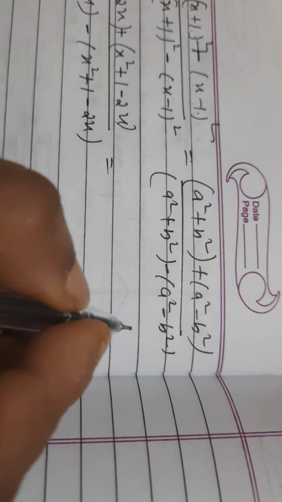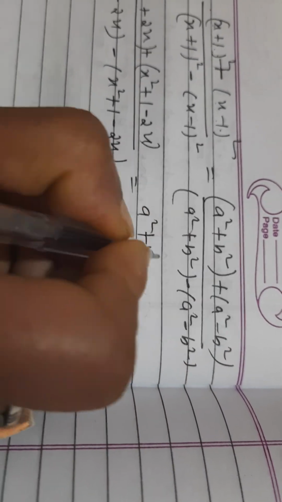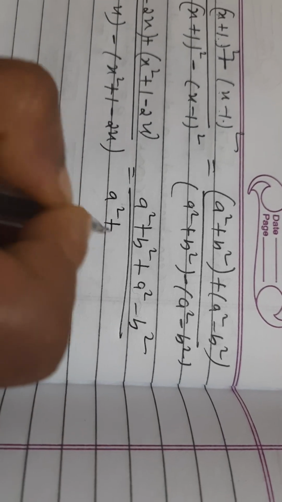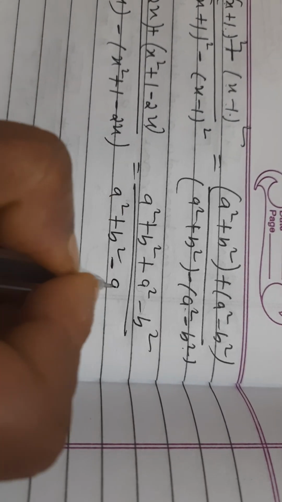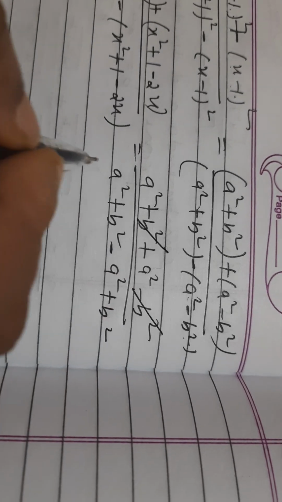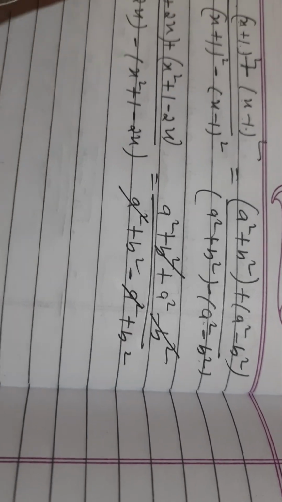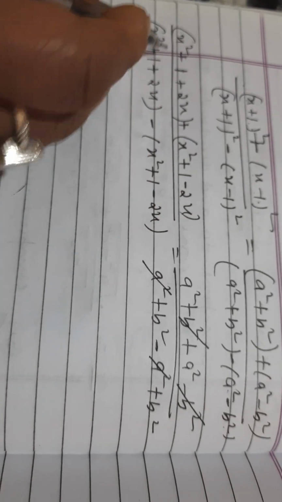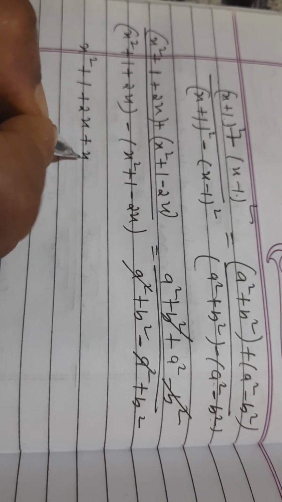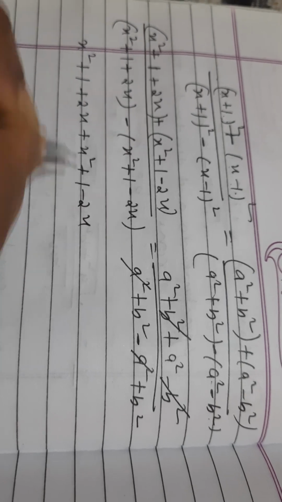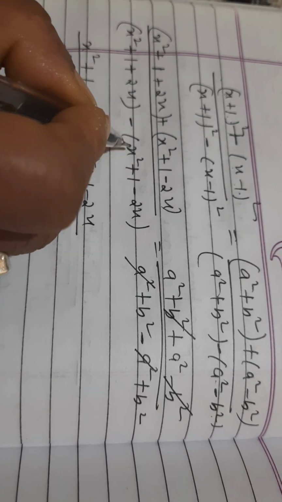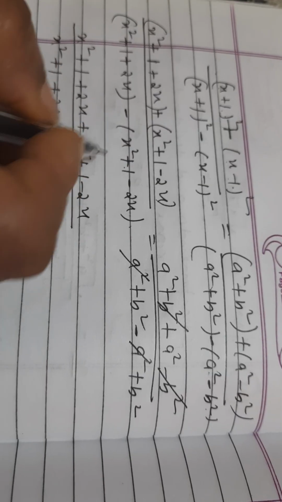And here I am going to remove the brackets. This a square plus b square plus a square minus b square upon a square plus b square. Change the signs. Minus a square plus b square. These two terms will cancel out from the numerator and these two terms will cancel out from the denominator. Now I am going to remove these brackets, right? This x square plus 1 plus 2x plus x square plus 1 minus 2x upon x square plus 1 plus 2x, and change these signs which are inside the bracket.